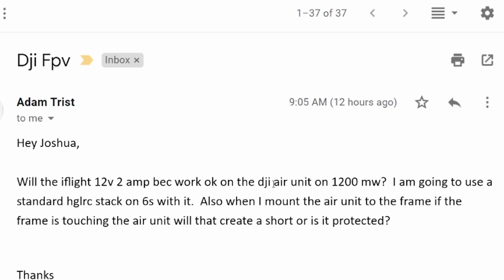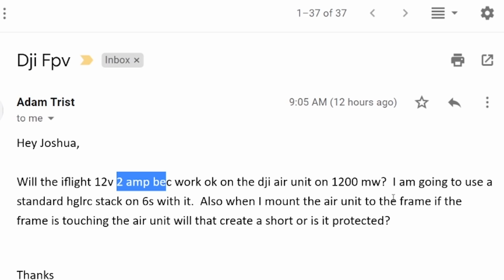Now the DJI Air unit stock pulls about 10 watts. At 1200 milliwatts, it's going to pull a little bit more, but there's no way it's going to get anywhere close to 24 watts, so you're fine. The only catch here is you got to trust that the iFlight 2-amp BEC is really, really rated for 2 amps. A lot of times the amp rating on voltage regulators is, shall we say, ambitious, and under some circumstances it won't work. But I would expect that would probably work just fine, and you'd be good to go.